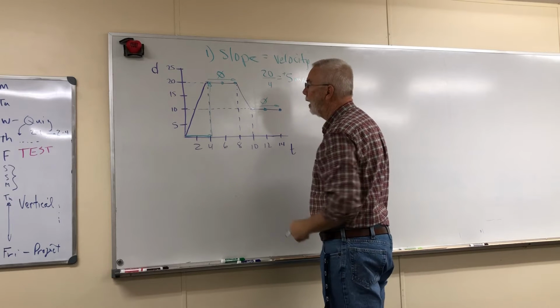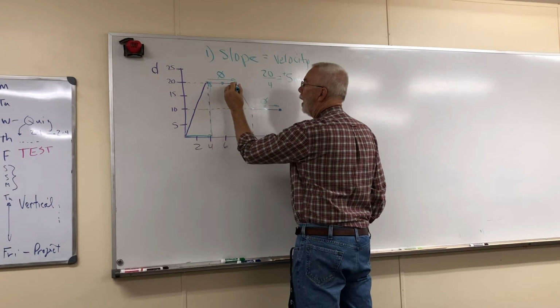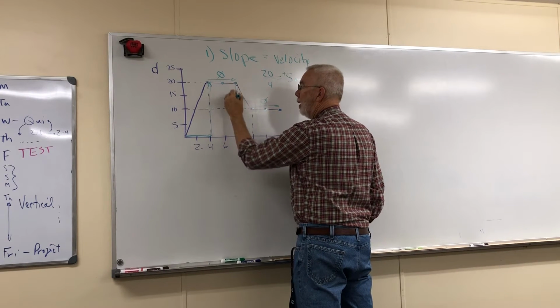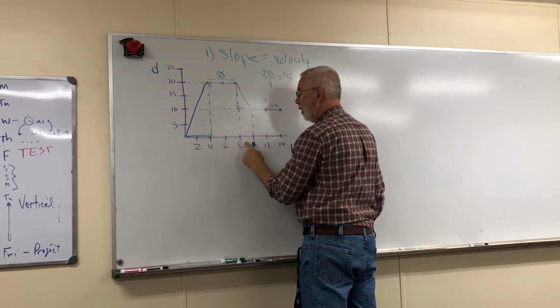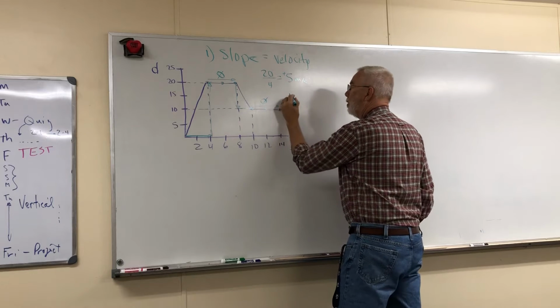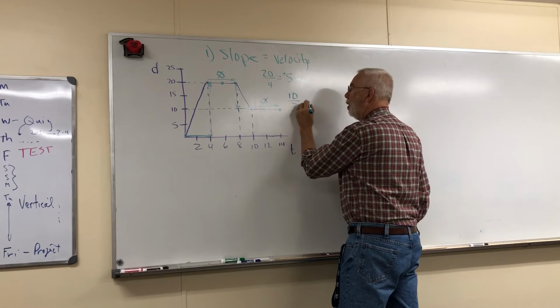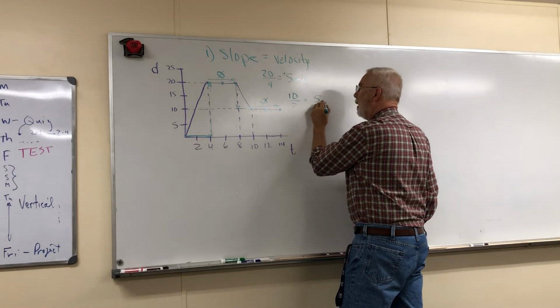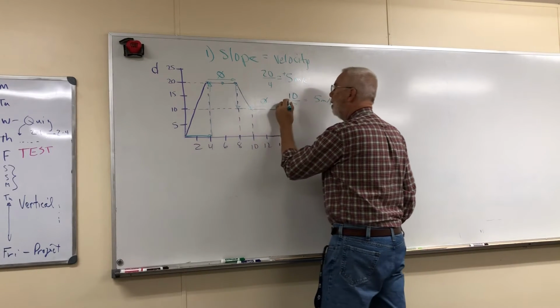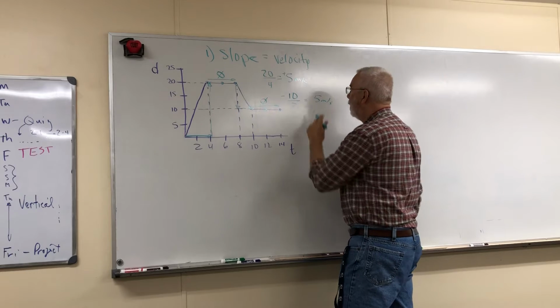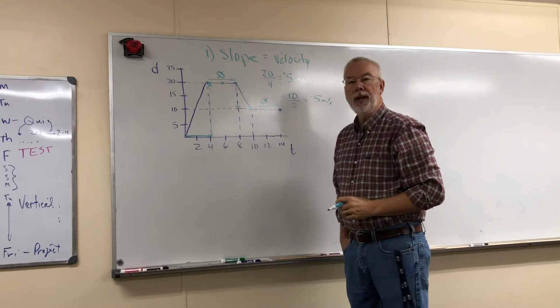Now let's take a look at that last line segment. Right here, it's going down 10, and it's going over 2. So 10 over 2 is going to be 5 meters per second. But because we're going down and to the right, this is negative. And so the slope's going to be negative.